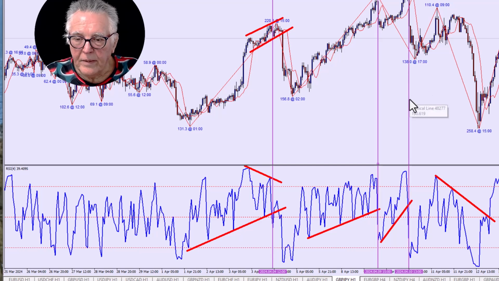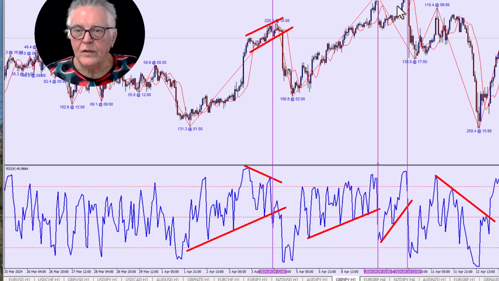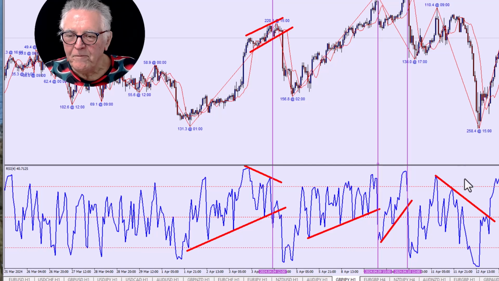Let's see when that happened. Okay, so that one happened. It happened actually one candle earlier. That's it. So there was a nice early warning. This was a bit of a false one, but in fact, if you stayed in the trade, you'd be fine.